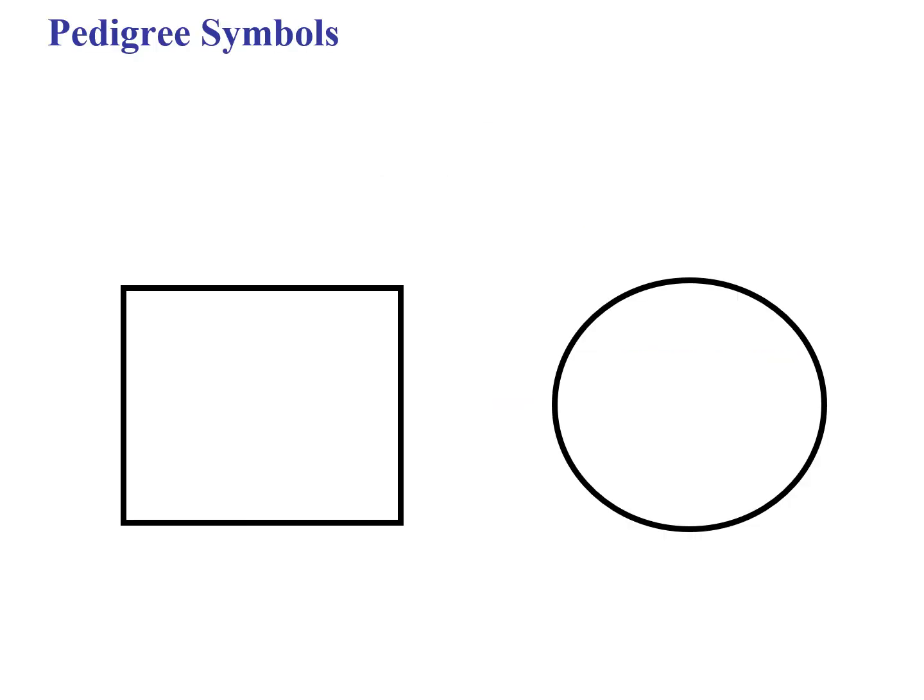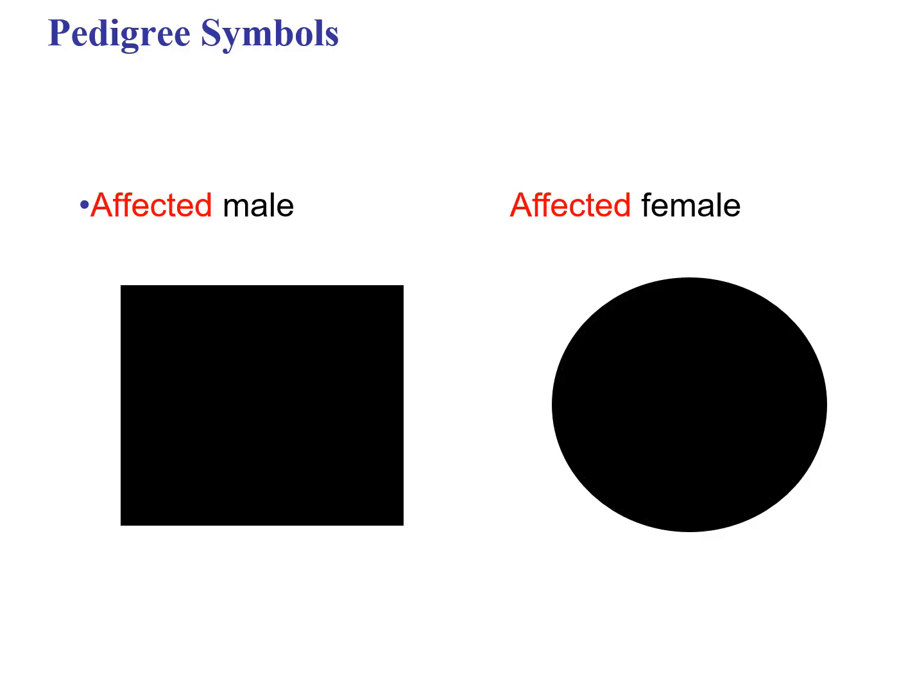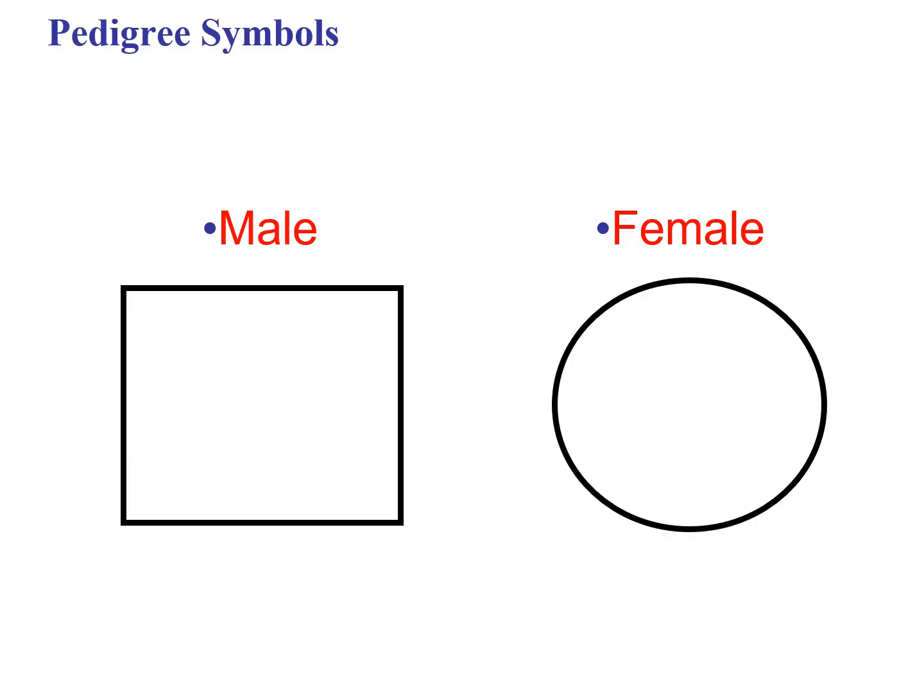The two genders, male and female, are represented by a square for male and a circle for female. Pedigrees are developed in order to trace a particular trait. When an individual shows the trait of interest, their symbol is filled in or shaded. The symbols for individuals not showing a trait are left unfilled.